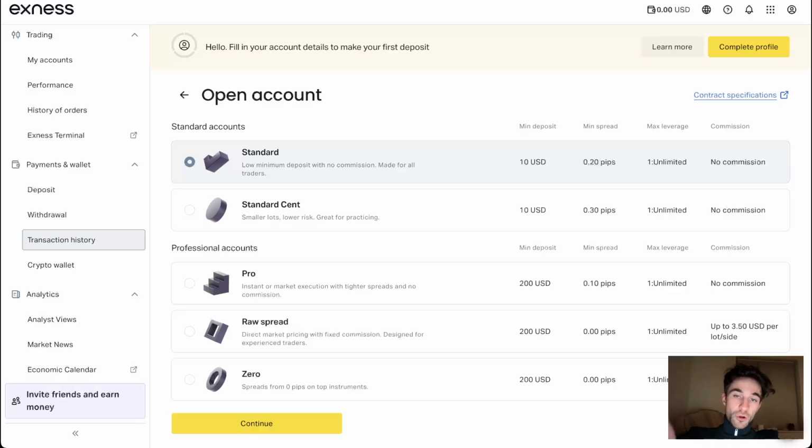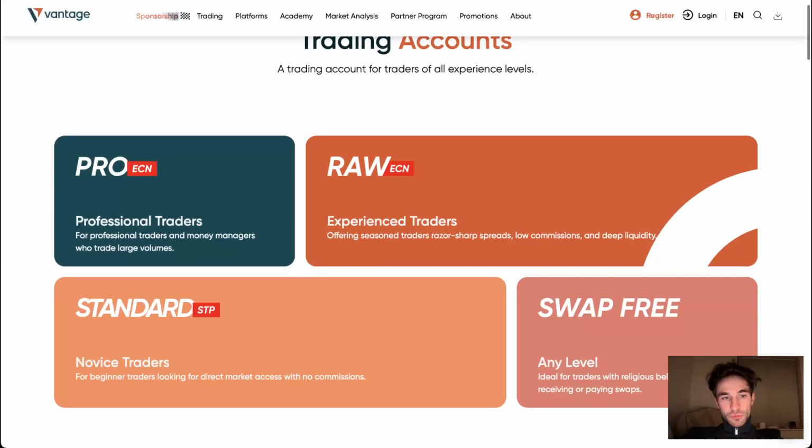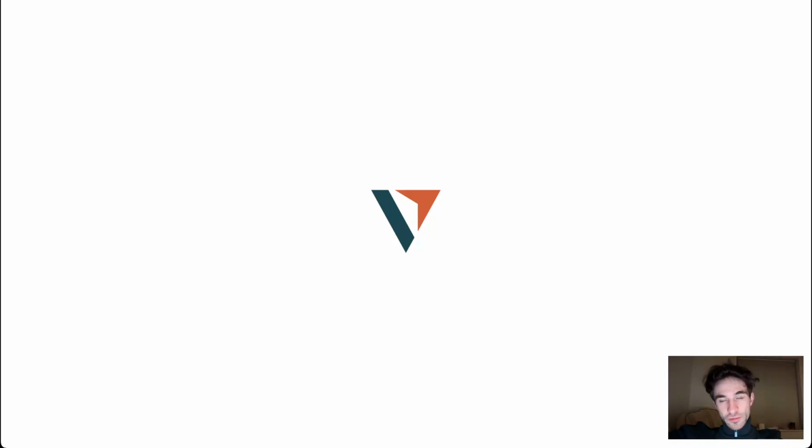But definitely if you're under 2 to 3 million a month, you'll want to go with the standard, very, very cheap fees that you can get here on Exness. Now, on Vantage, we have some of the accounts pulled up right here. The equivalent is, of course, the standard. This is the one that you will want to start out with on Vantage.